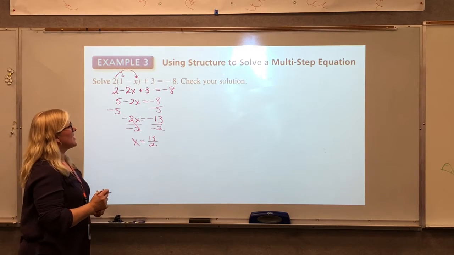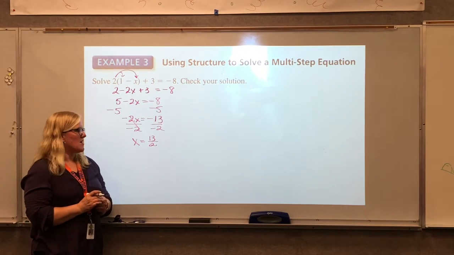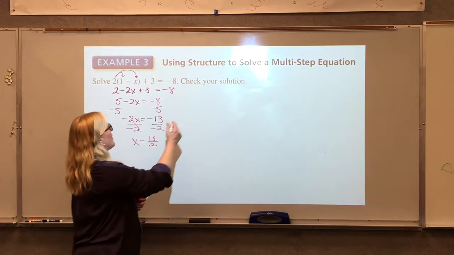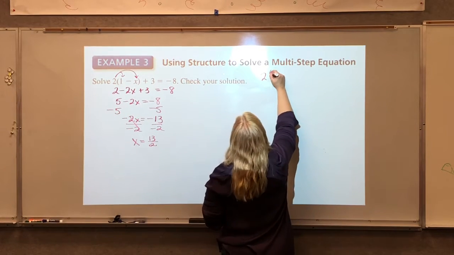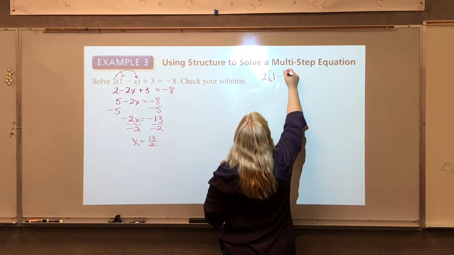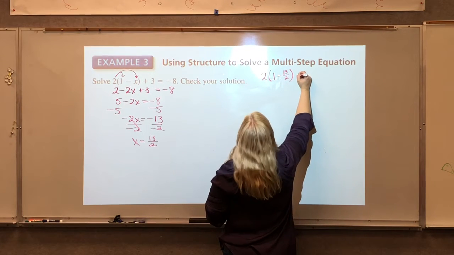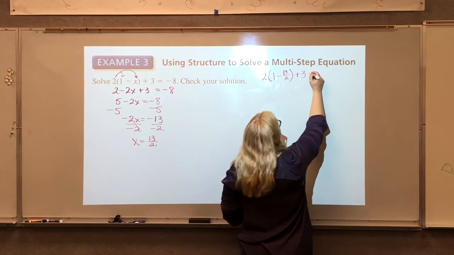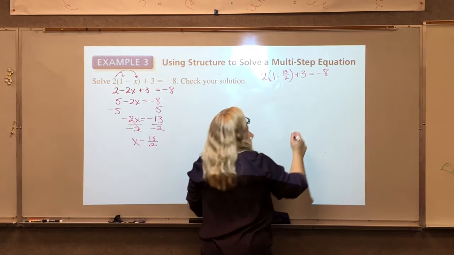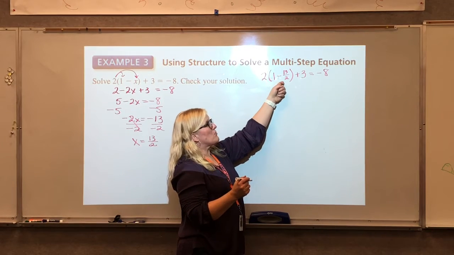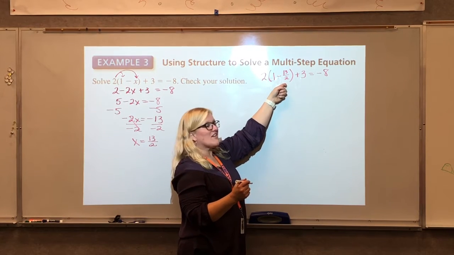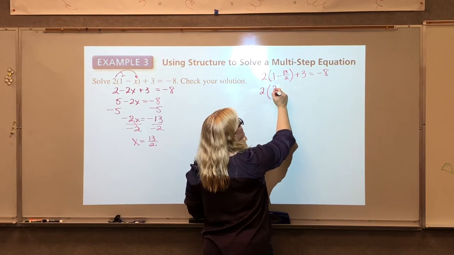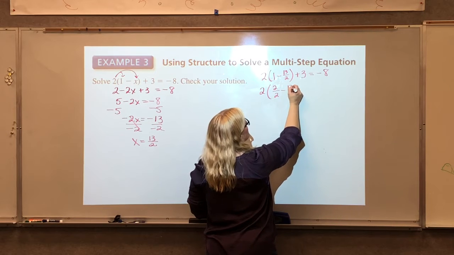It's kind of a yucky answer, but let's check it. Let's see if it's right. So if I plug it back in, I've got 2 times 1 minus 13 halves plus 3, equals negative 8, kind of forgot that part. Now I need to do what's in parentheses first, and I need to have a common denominator. So I am going to turn this 1 into a 2 over 2.